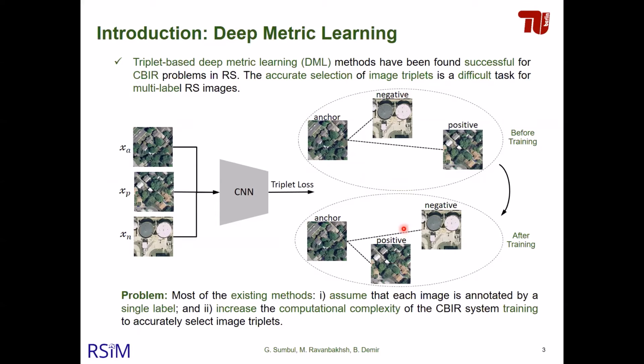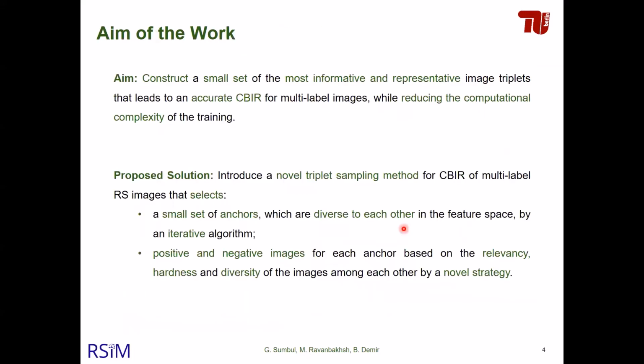The accurate selection of image triplets is a difficult task, especially for multi-label remote sensing images. Most of the existing methods either use all the possible image triplets or apply random selection. Random selection may lead to inaccurate selection of triplets due to missing some of the important ones. Using all triplets significantly increases the computational complexity of the training. More enhanced methods, mostly introduced in computer vision, assume that each image is annotated by a single label and are not suitable for multi-label images.